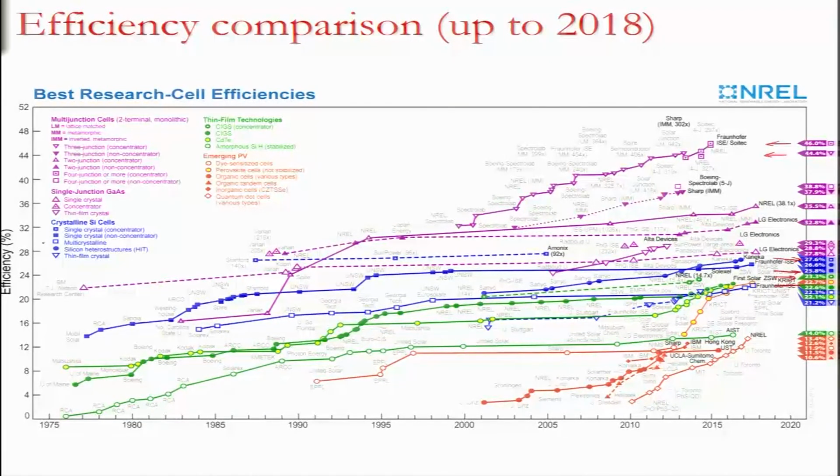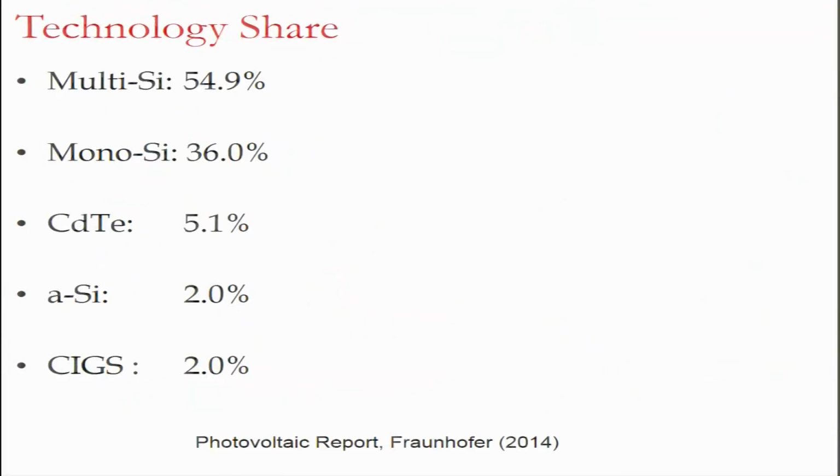Multi-crystalline silicon is this, the blue square, and it stands at about 22%, which is not bad, considering that the cost of multi-crystalline silicon is lower than single crystal silicon. So, multi-crystalline leads the way because of lower cost as compared to single crystal silicon, with about 55% market share. Mono silicon, which is single crystal silicon, is about 36%. So, together they have a market of nearly 90%, and the remaining 10% is occupied by cadmium telluride, amorphous silicon 2%, CIGS 2%. Amorphous silicon is now pretty much a closed technology.